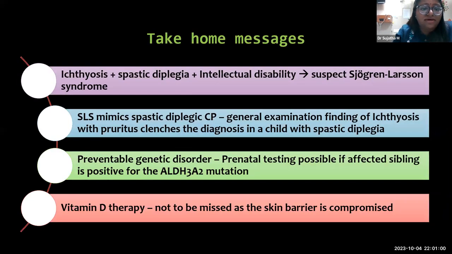So take home messages: whenever we see ichthyosis plus spastic diplegia and intellectual disability, this is a classical triad, we should suspect Sjögren-Larsson syndrome. It mimics spastic diplegic CP in every other way. A general examination finding of ichthyosis with pruritus clenches the diagnosis in a child with a spastic diplegia. And it is a preventable genetic disorder, because if we have one child, then prenatal testing is possible if we already have the mutation. And vitamin D therapy should not be missed as the skin barrier is compromised.